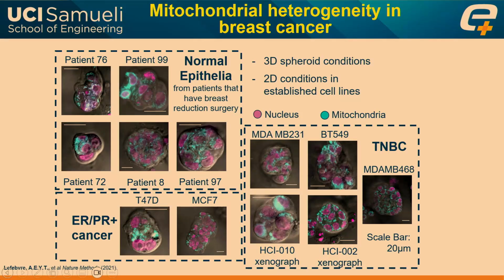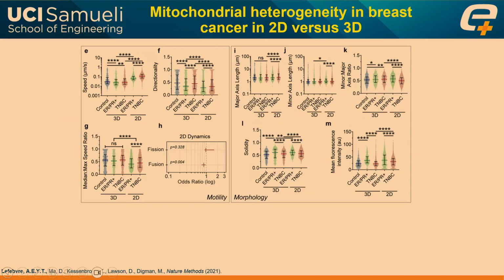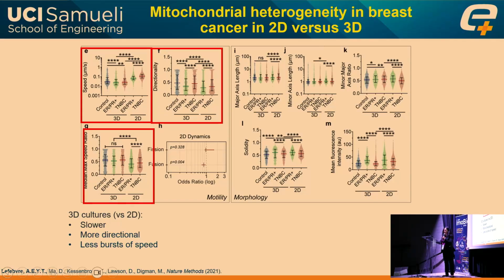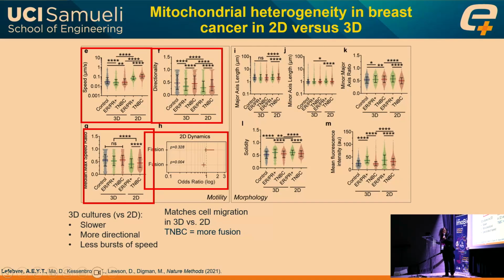So we compared the differences between 3D and 2D, and this is a lot of data, so I'm gonna go quickly as to what the differences are. So in 3D cultures versus 2D cultures, we see mitochondria are slower, they're more directional. They are less burst of speed, and let's say that matches cell migration in 2D versus 3D. We see that the triple negative breast cancer cells undergo more fusion events. That means that they actually have higher invasiveness.